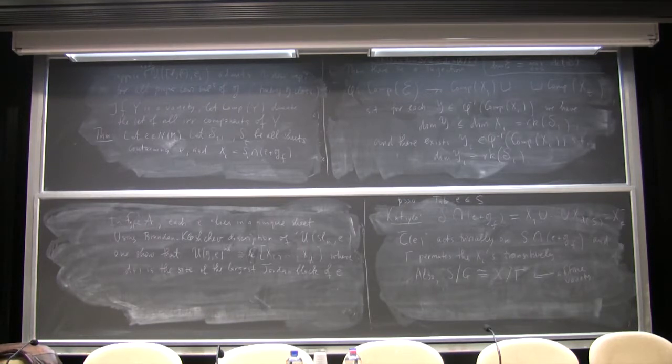What are the rigid elements in type A? Zero. There is only one rigid element. Zero is always rigid in any Lie algebra, and this is the only rigid element. This follows from the fact that any other element is induced from zero.